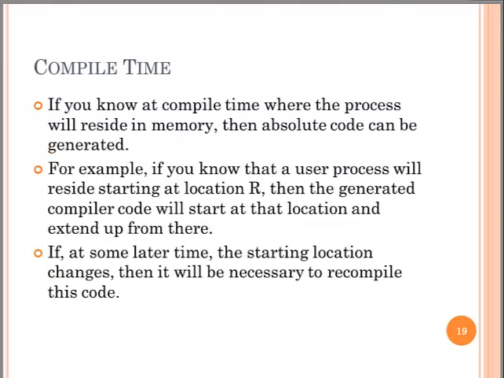So if you know at compile time where the process will reside in memory, then the absolute code can be generated. In other words, the actual address. And that would be dealing with your registers. Now, you don't know that. It's the compiler who does that. Any program is compiled, and in essence, it's translated into machine code. And it's during compile time that it's already known which statements need addresses right away, and which statements do not.